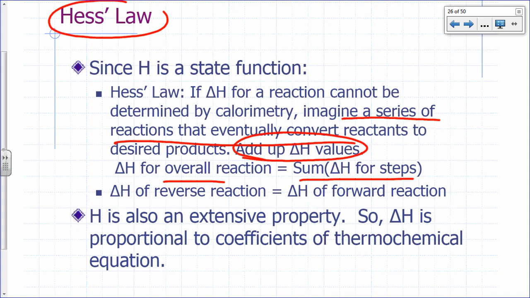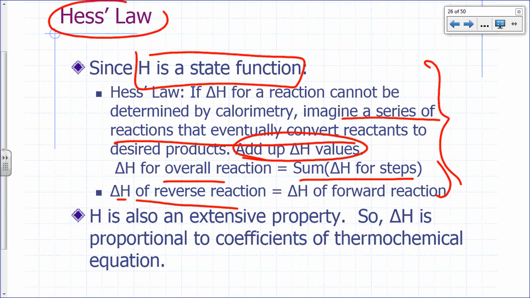And if you're going to reverse the reaction, you also need to know that delta H for a reverse reaction will just be equal to negative delta H for the forward reaction. Why is that possible? Because H is a state function. It doesn't matter how you get from your initial state to your final state.